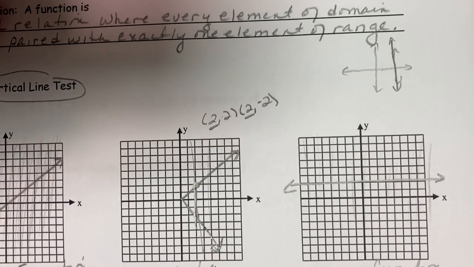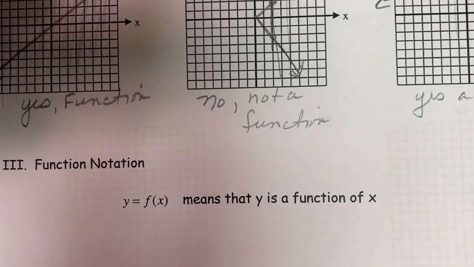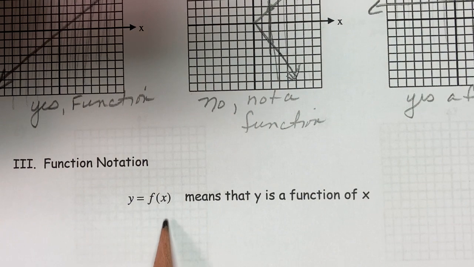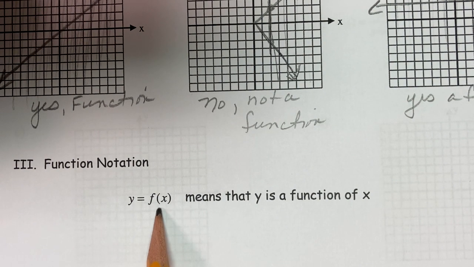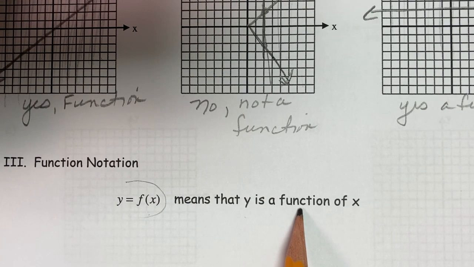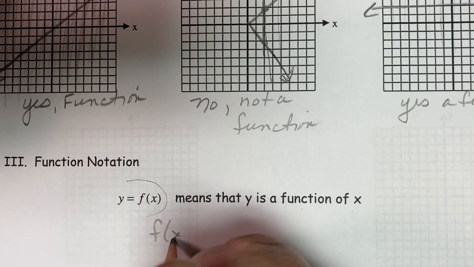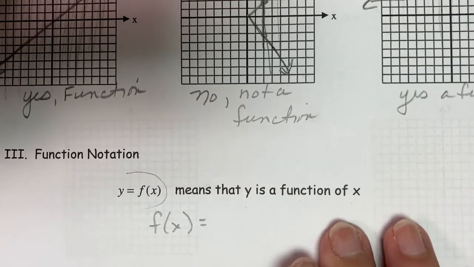So now that we have these things called functions, there's a special way that we represent them. We represent them by using f of x. So what this means, this notation, it means that y is a function of x. So if we see this notation f of x, don't let it confuse you.